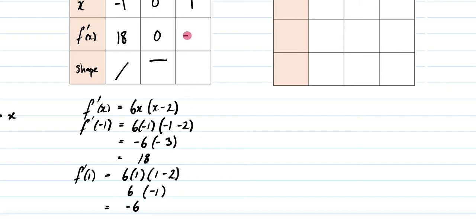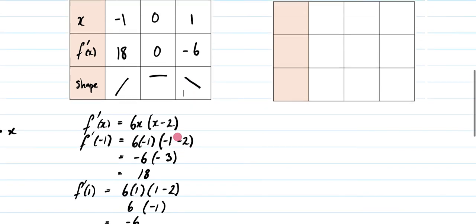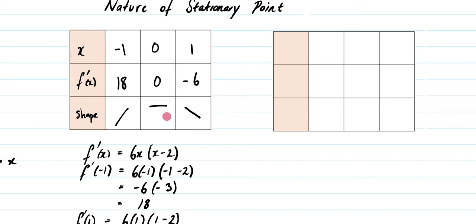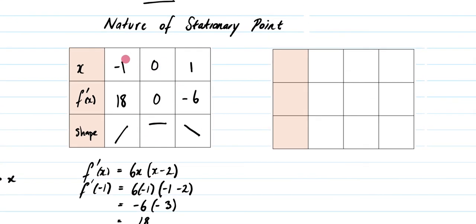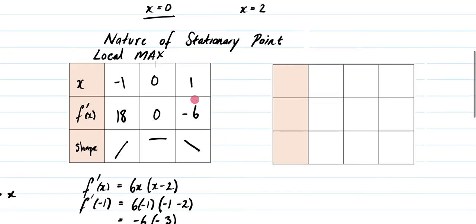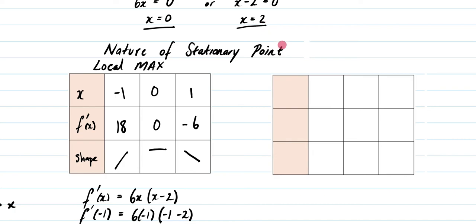So on this side, I'm going to get -6, and that's going to be down like that. So just like that, I'm able to prove that this is going to be a local maximum. So this right here, I have proved is a local max. So when x is equal to 0, I get a local max. And then I would now do the same process for x is equal to 2, find out what this is.